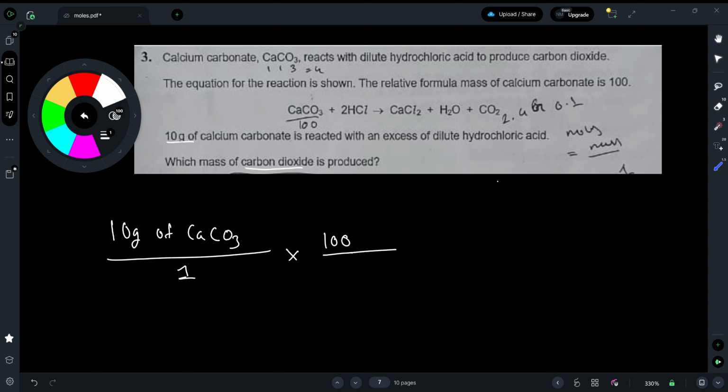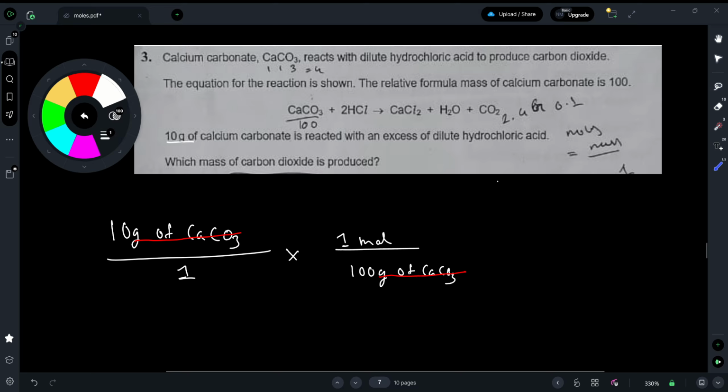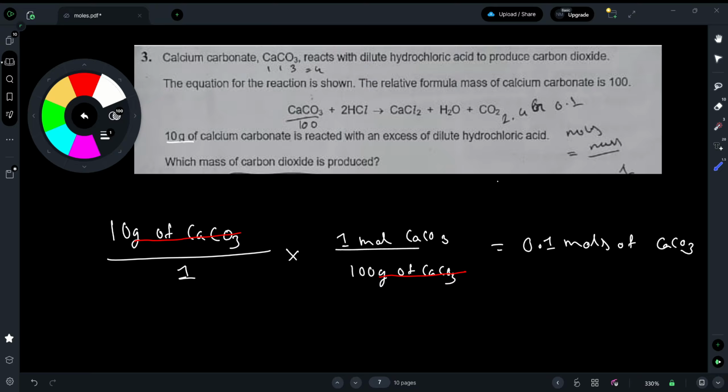So, we want to get grams, we have to cancel grams, so per mole there is 100 grams of CaCO3, and then you cancel grams of CaCO3 with grams of CaCO3, and so that's just 10 by 100. 10 divided by 100 is 0.1, so you have 0.1 moles of CaCO3. So we have 0.1 moles of calcium carbonate.